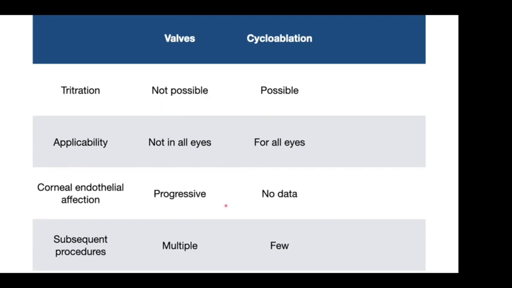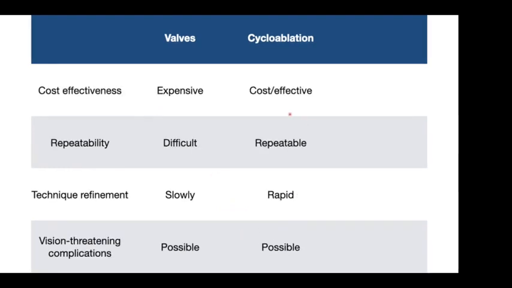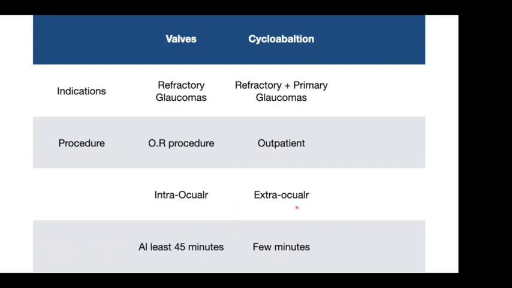I used to do a kind of comparison, which leaned towards cycloablation. Cycloablation is more titratable, and then there is the corneal endothelium. We know that the valves could reduce the corneal endothelium, and the subsequent procedures after the valves could be multiple, but few after cycloablation. Again, on cost effectiveness, the valves are definitely more expensive. The cycloablative procedures are more repeatable. The technique is rapid, and it's an outpatient, extraocular procedure, a few minutes. So I tried to put everything in favor of cycloablation, to be away from the valves as much as possible.